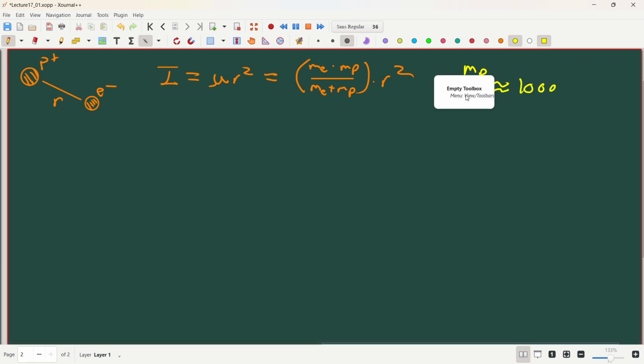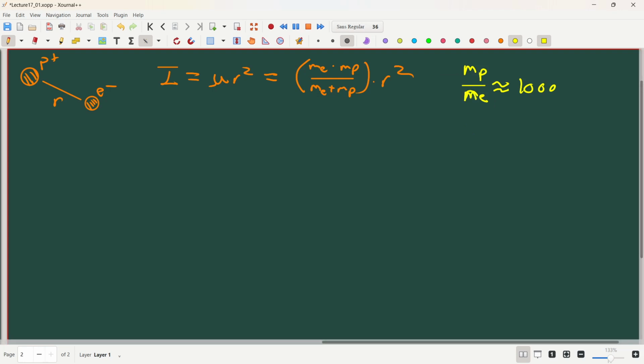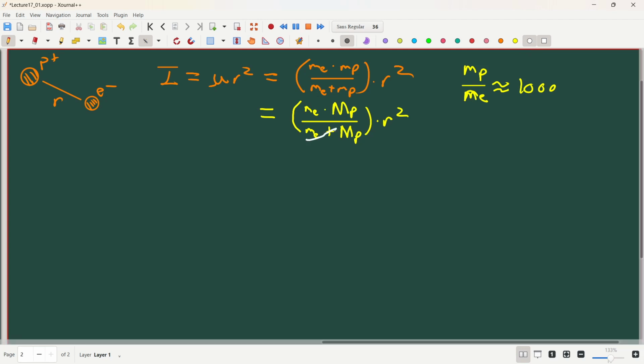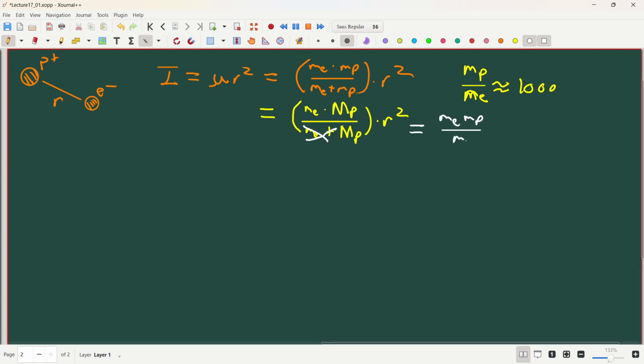Okay, so that means that the mass of the electron is basically negligible compared to the proton. I could write this as a little m_e times a big M_P to indicate the size, over a little m_e plus a giant M_P in the denominator, times r squared. Because M_P is much larger than m_e, we can neglect the m_e in the denominator. It only adds about 1/1000th. So we can cancel that out, and we're left with m_e M_P over M_P times r squared.